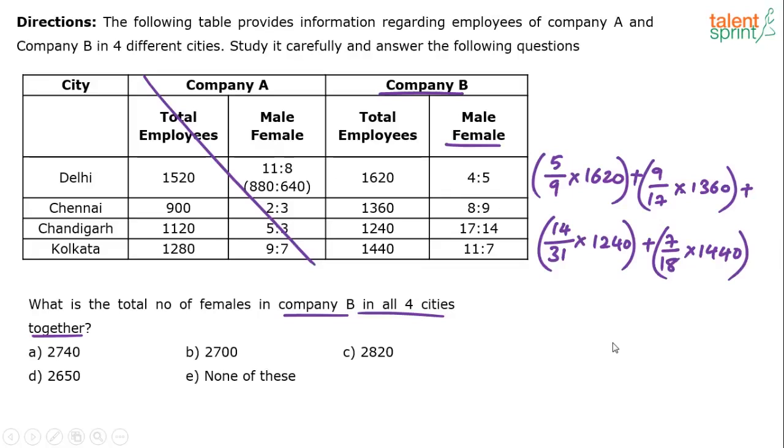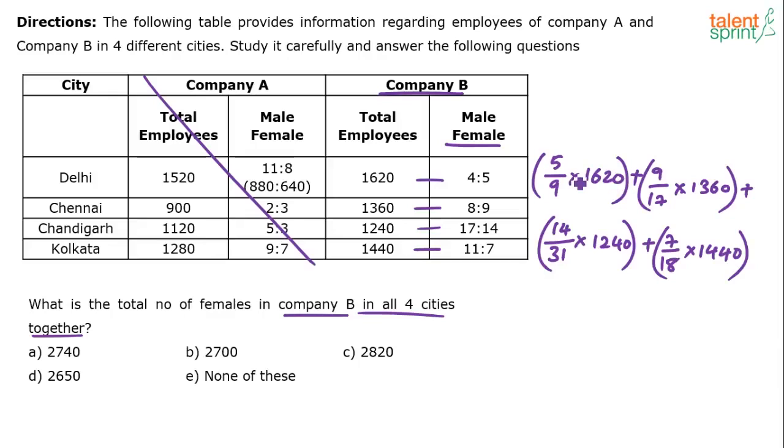There's no other shortcut. Either you do this or you leave it. There's no other way to get the answer, right? There's no shortcut. You have to do it at individual level. Find out the number of females in each of the cities and then add all of them. You cannot do anything like adding up the total number of employees from all the 4 cities and then doing something with the fractions. That's not possible. You have to do it at the city level.